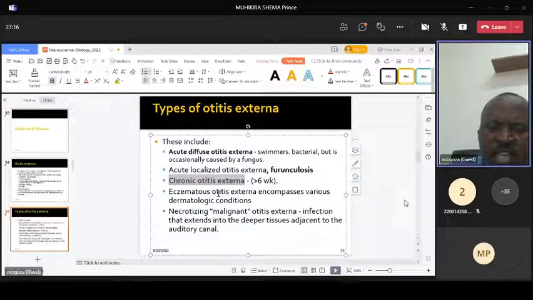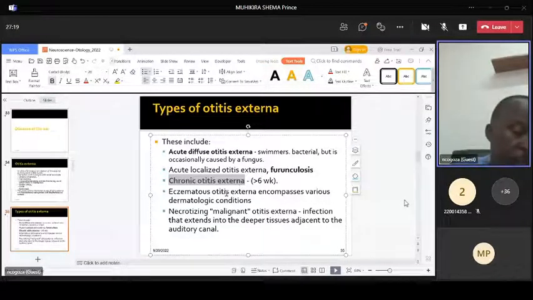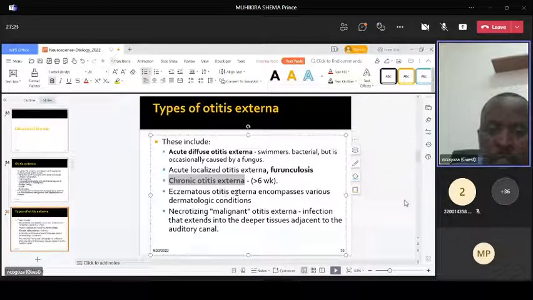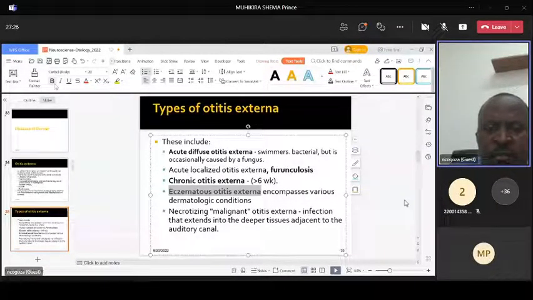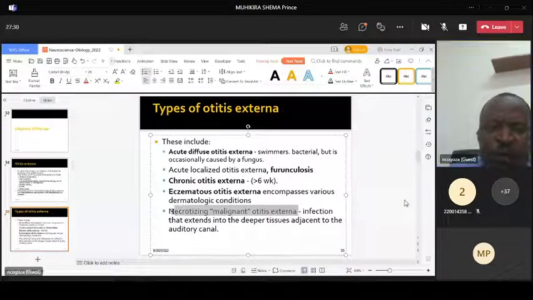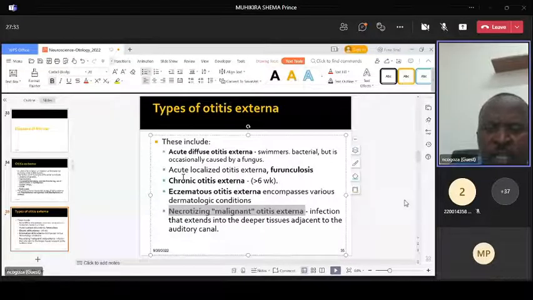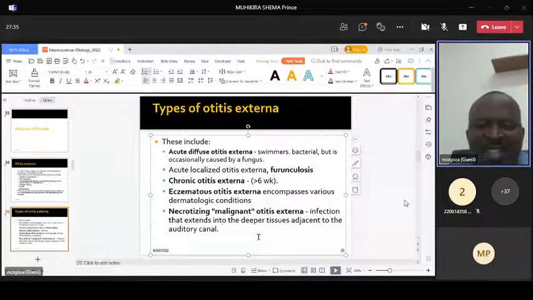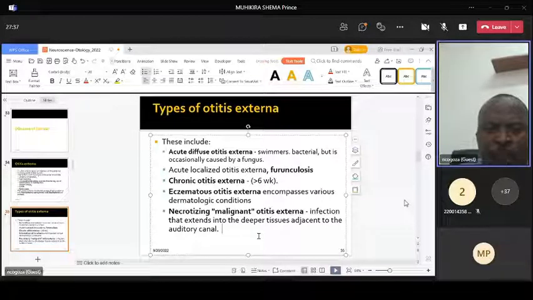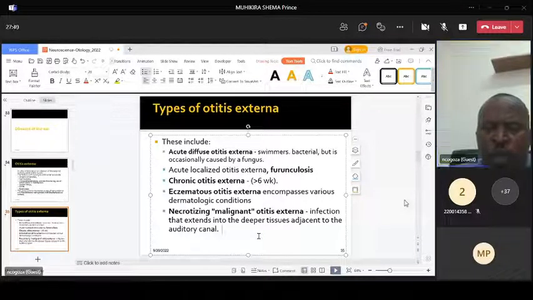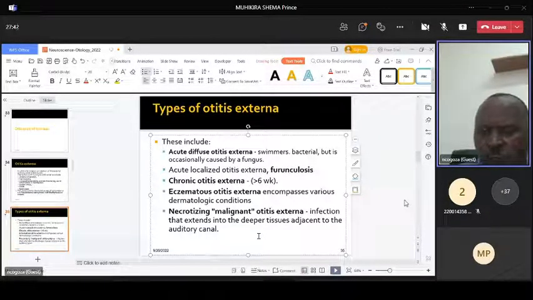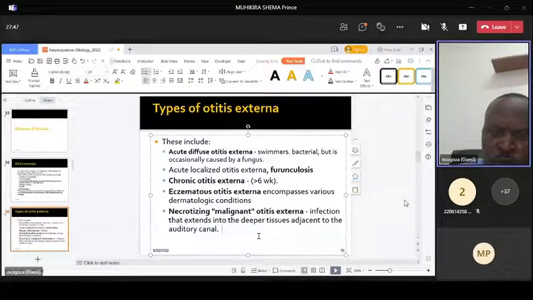It may be eczematous, like a skin erosion, a skin reaction. It may be necrotizing, an extensive skin infection destroying the skin. Those are the types of otitis externa. It may be diffuse, like in the case of swimmers, in the case of fungal infection contracted in swimming pools. It can be localized, the furuncle.